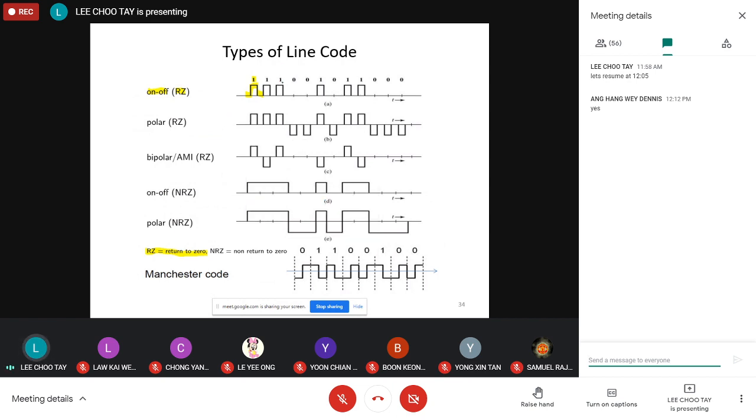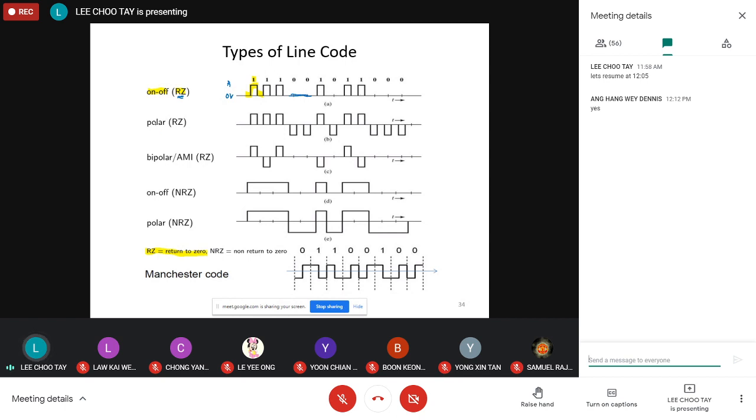This is 0 volt, and this is a certain voltage, let's say A. That is to transmit a one. To transmit a zero, nothing, 0 volt. That is for on-off. So on is to transmit a one. But because it needs to return to zero, the pulse only lasts for half of the duration of the bit, and then for the other half the amplitude goes to zero. That's what return to zero means.